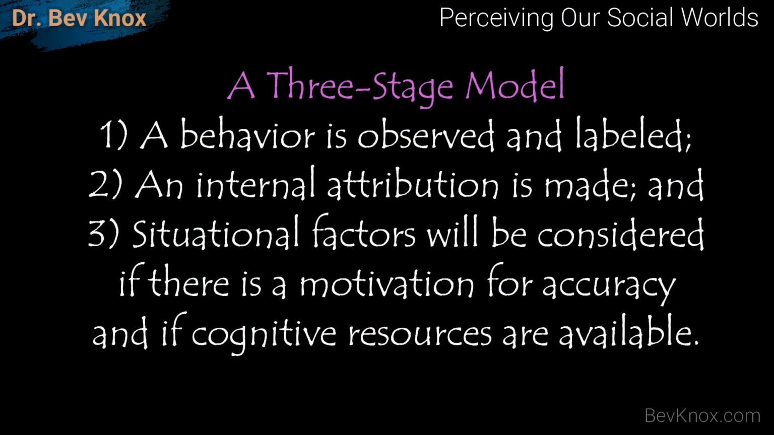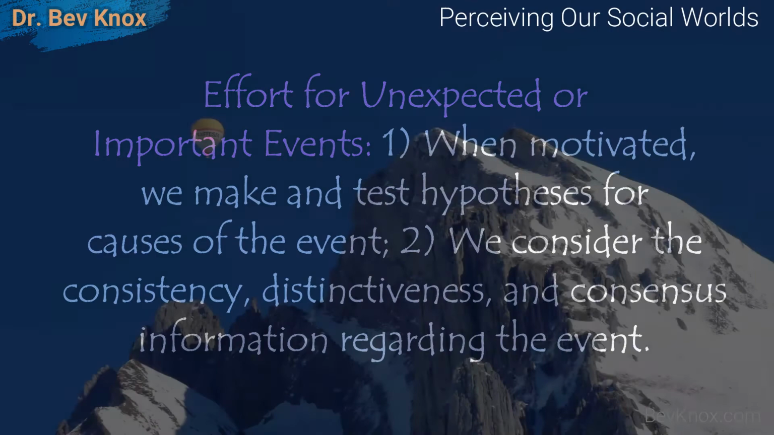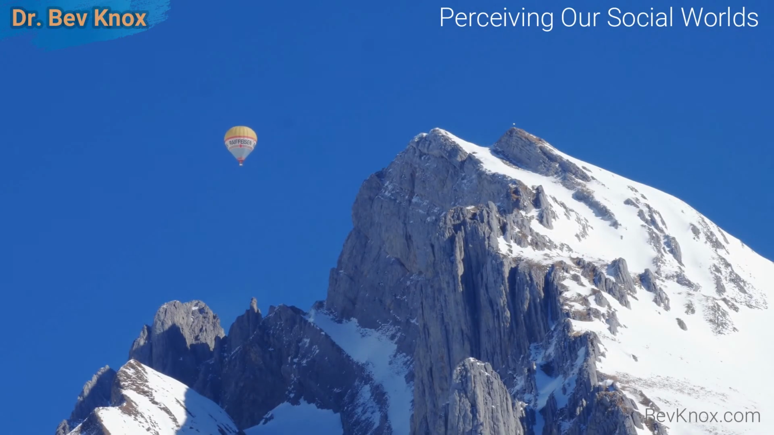Now, in regards to a 3-stage model, first, a behavior is observed and labeled. Second, an internal attribution is made. And third, situational factors will be considered if there is a motivation for accuracy and if cognitive resources are available. Now, in regards to effort for unexpected or important events, first, when motivated, we test hypotheses for causes of the event. Second, we consider the consistency, distinctiveness, and consensus information regarding the event. And third, adjust attributions due to biases.